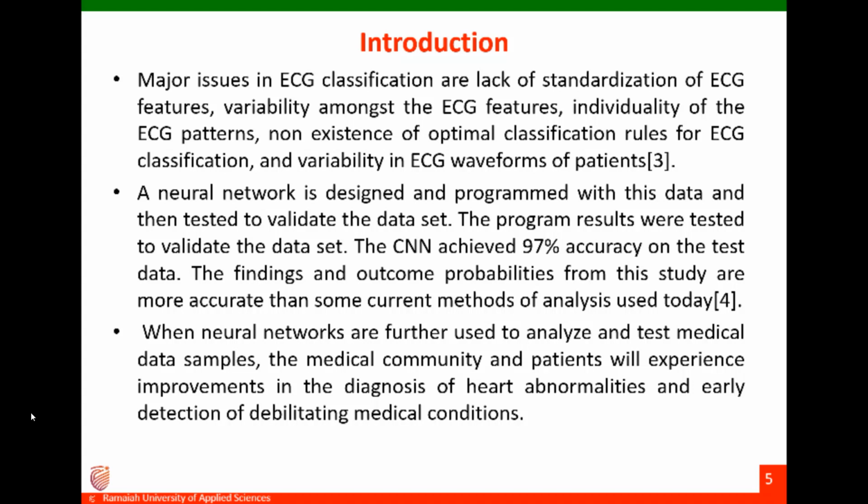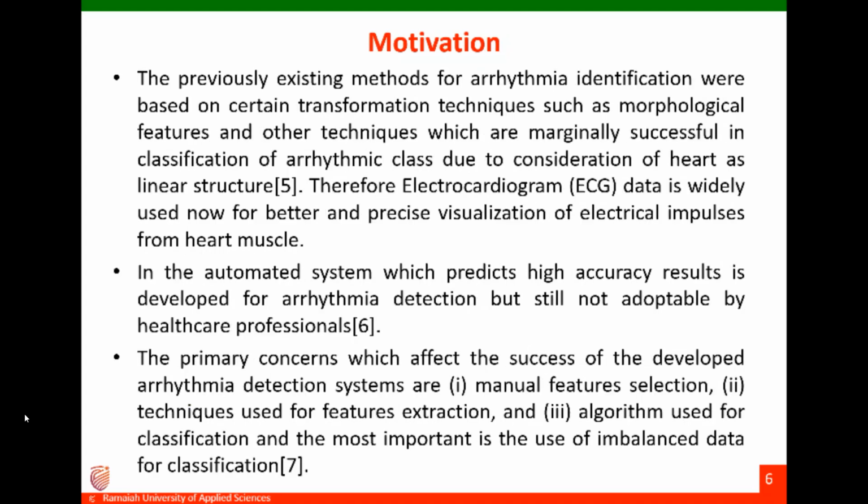All these findings and outcome probabilities are more accurate than some of the current methods of analysis used today. So it gives a better performance than, not all but a lot of, the methods that have been used over the last few decades. When neural networks are further used to analyze and test medical data samples, the medical community and patients will experience improvements in the diagnosis of heart abnormalities, and it will result in early detection of the medical conditions of heart patients, and it can be a great help for their future.